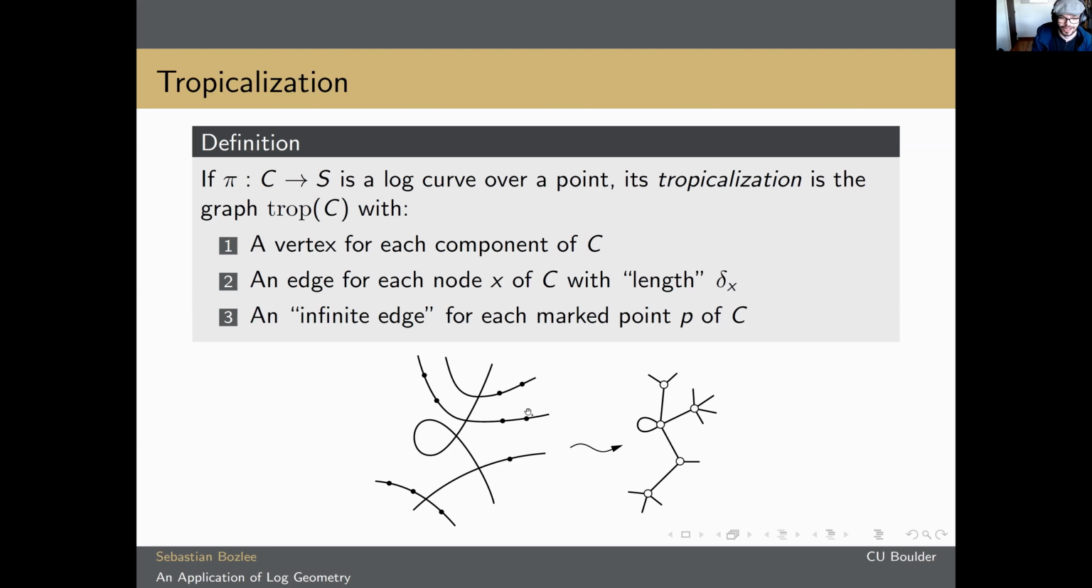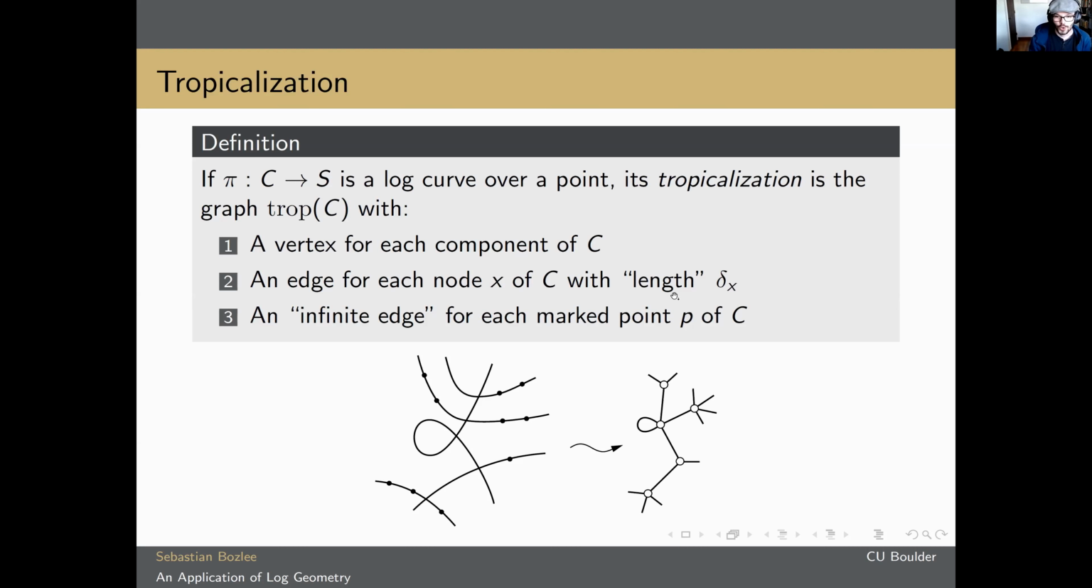So to illustrate, here we have our example of an irreducible curve, but we've added some marked points to it. And then, for example, this irreducible component becomes this vertex. It has a node here which connects itself to itself. So that gives us a self edge. On the other hand, this irreducible component will give us this vertex, and these two marked points will give us those two infinite edges. This node will connect us from here to here. So hopefully that's enough.